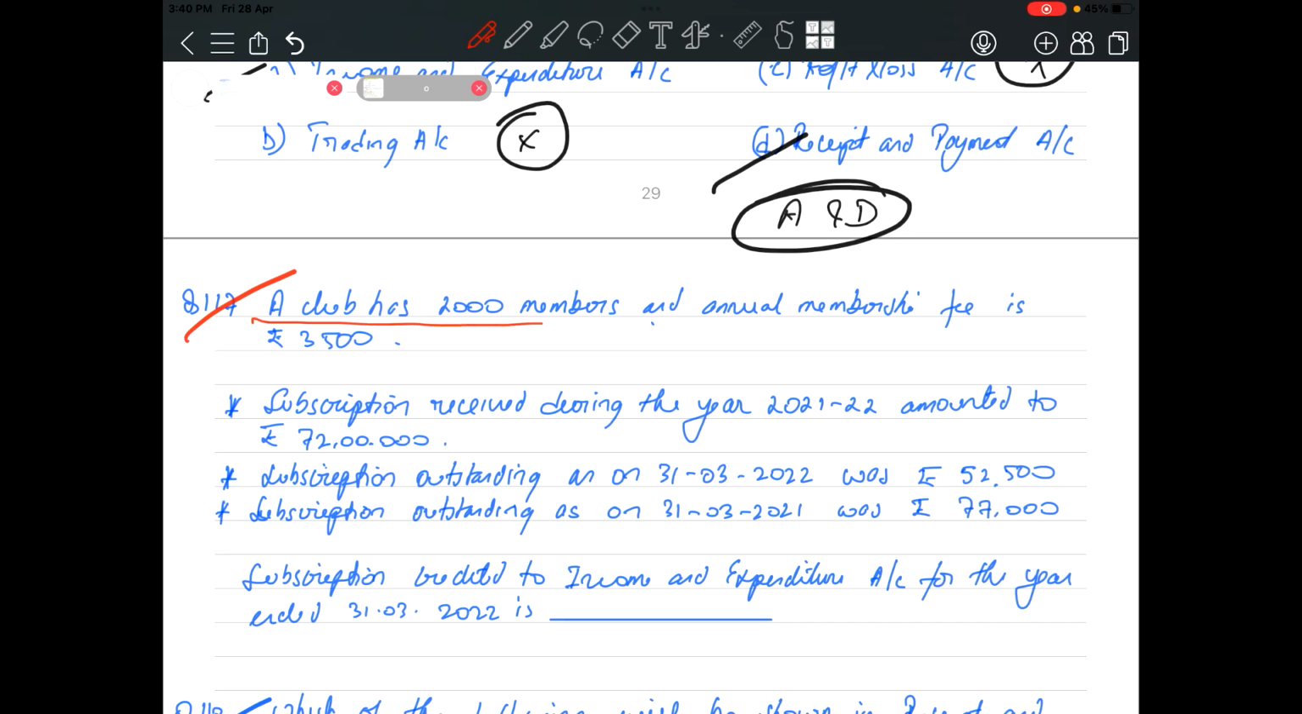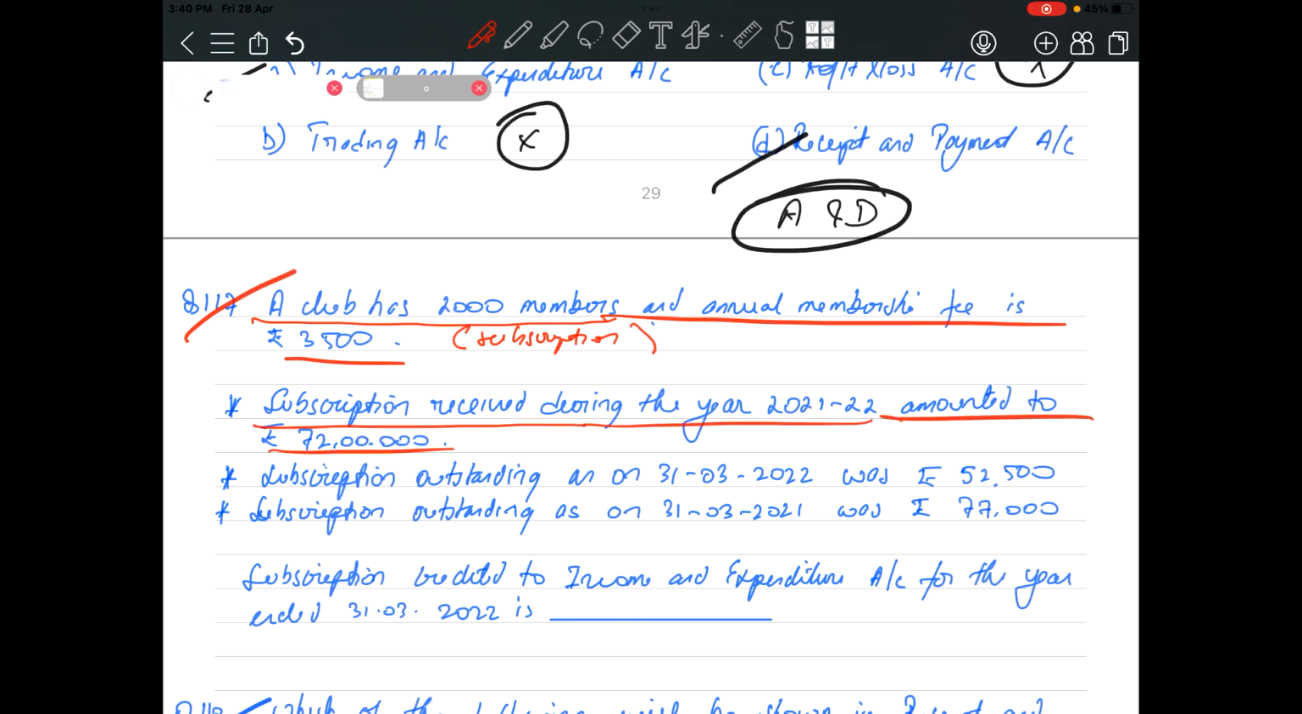Now see, a club has 2,000 members and the annual membership fee is 3,500. So this is subscription amount. Subscription received during the year 21-22 amounted to 72 lakhs. We have received subscription of 72 lakhs. Subscription outstanding as on 31st 2022 was 52,500. Subscription outstanding as on 31st 2021 was 77,000. Subscription credited to income and expenditure account for the year ended 31st 2022, we have to calculate that.